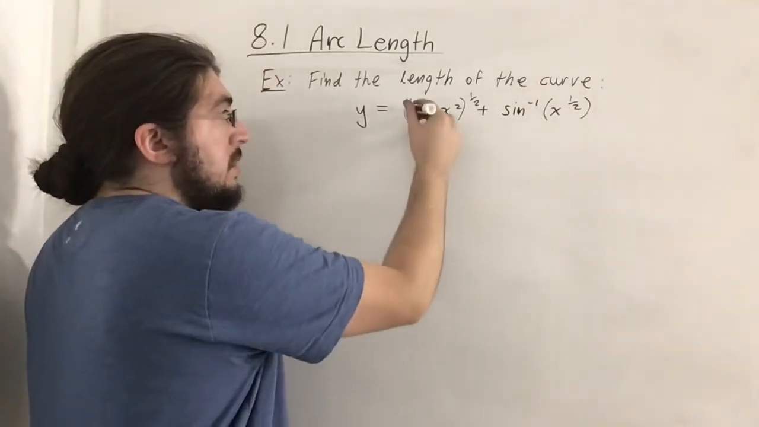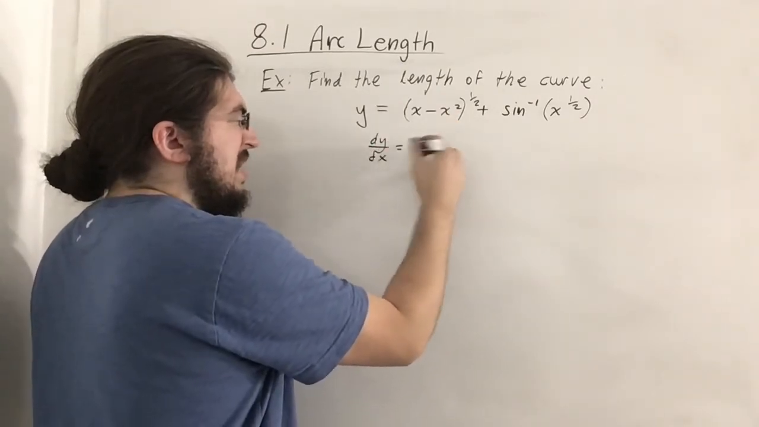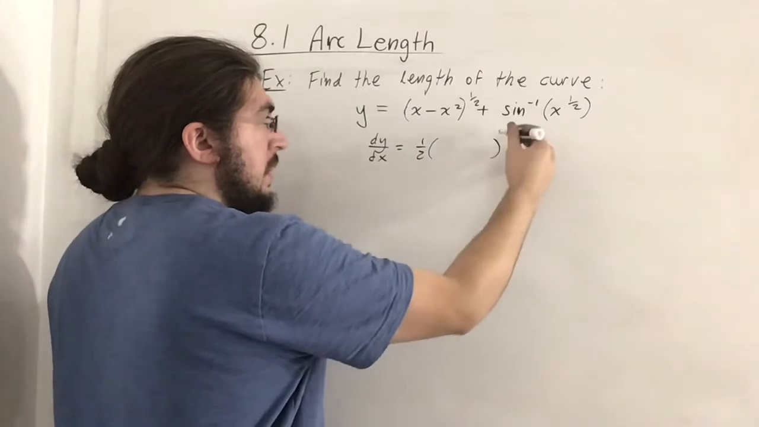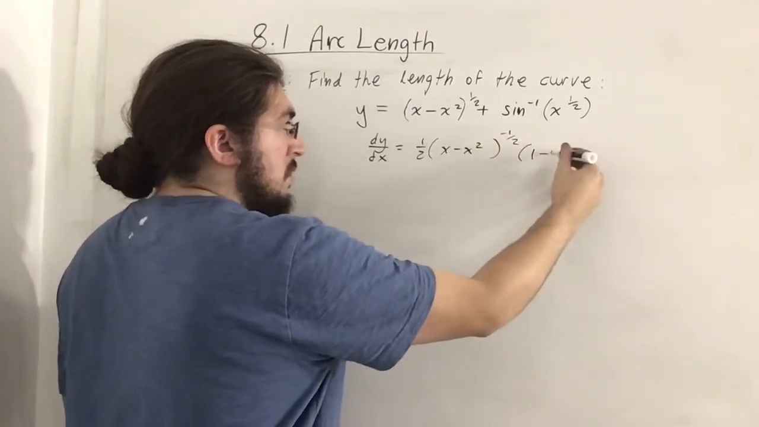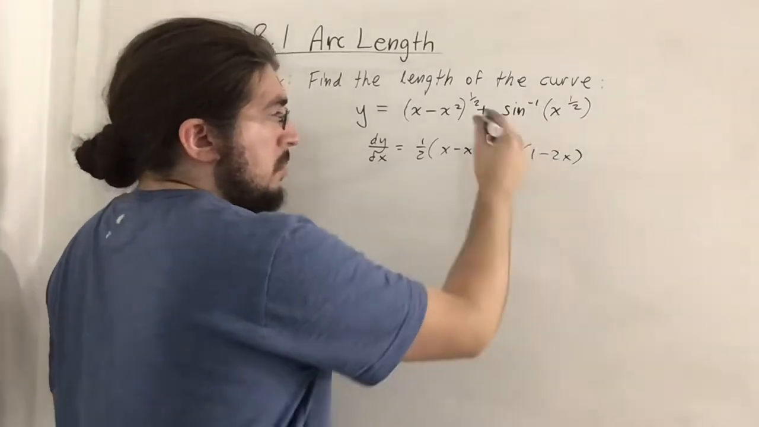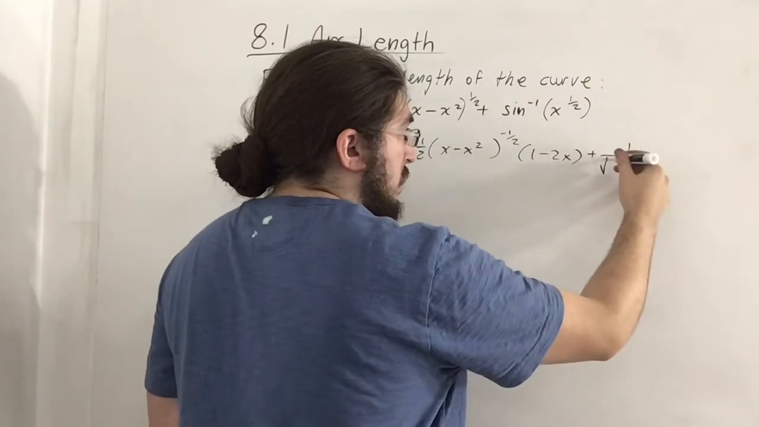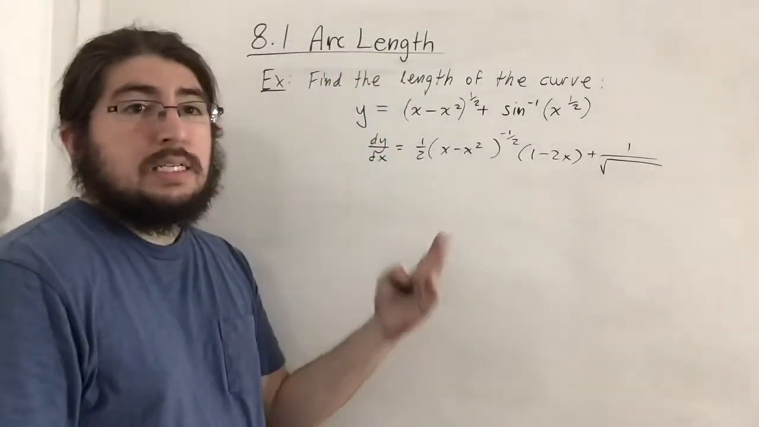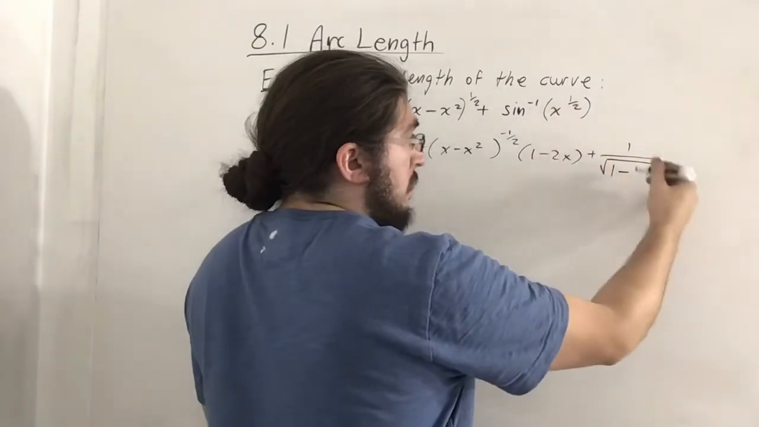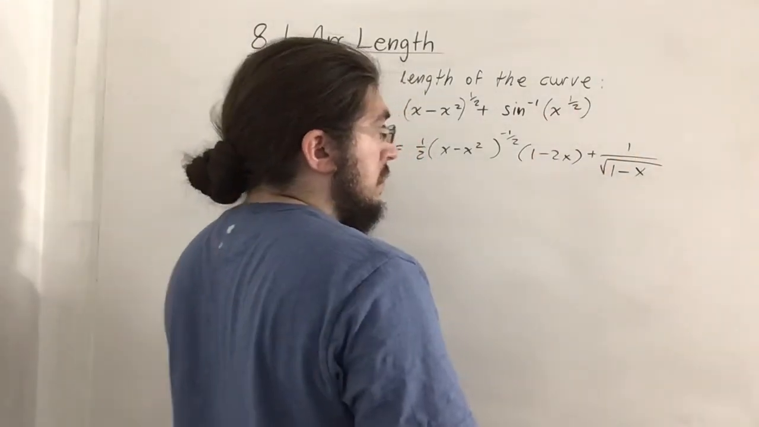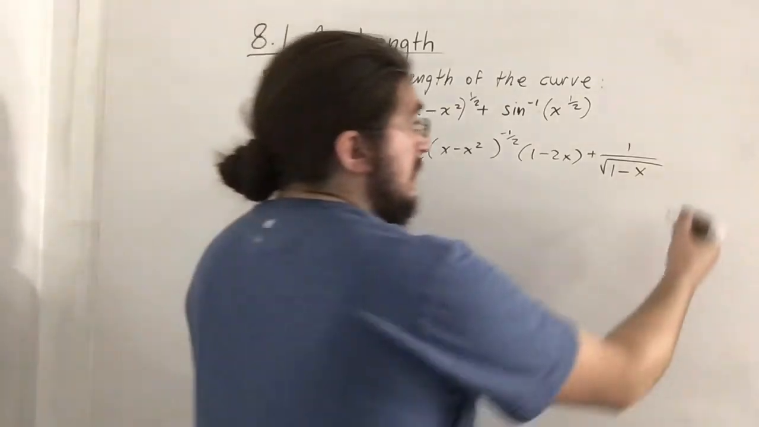Derivative of this, so let's call that dy/dx, I suppose. This is going to be 1/2 times the inside to the negative 1/2, and then by chain rule, take the derivative of the inside, which is 1 minus 2x. Now, the derivative of sine inverse, if you don't remember, is actually 1 over the square root of 1 minus the inside squared. So notice when you square x to the 1/2, you just get x. So that looks like that, which is nice. But then, of course, by chain rule, multiply by the derivative of the inside.